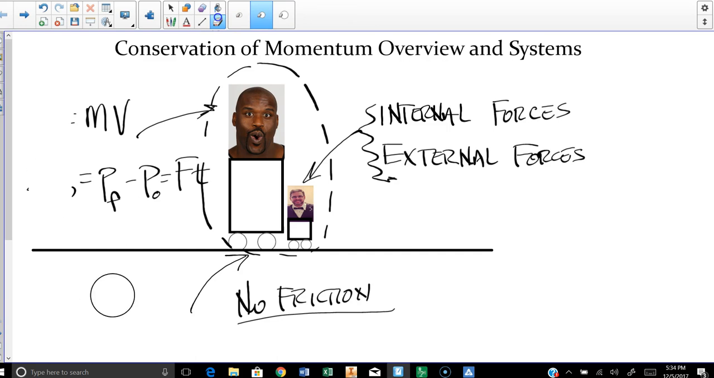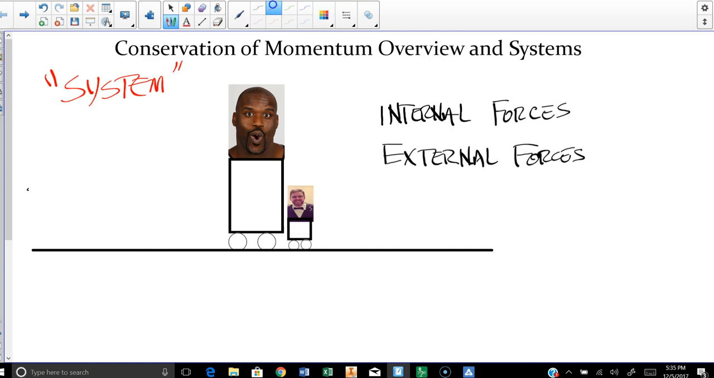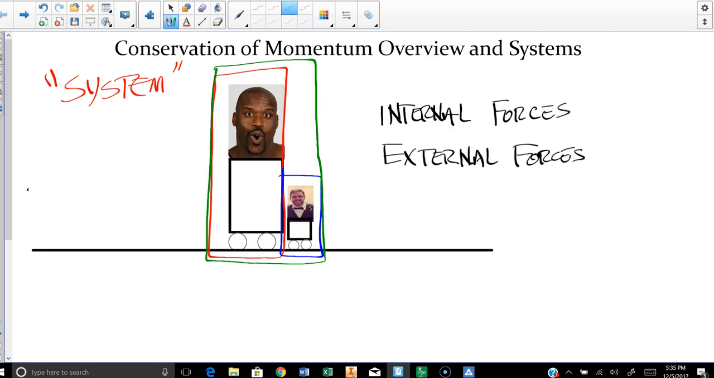So, which leads us to the following. How we view the situation. See, we can look at this and define the system. In this case, I can think of three different ways to define the system. I could look at just Shaq. I could look at just myself. Or I could look at the two of us as one thing, one entity.